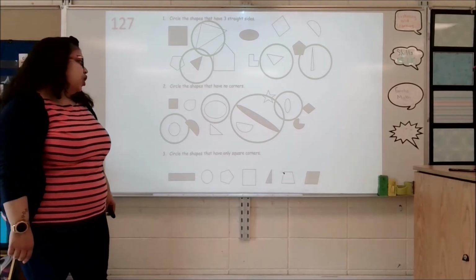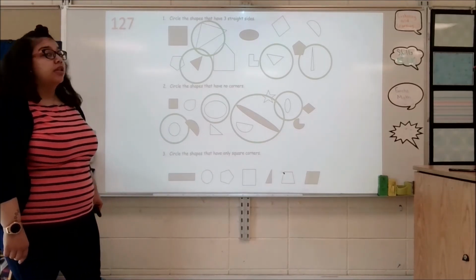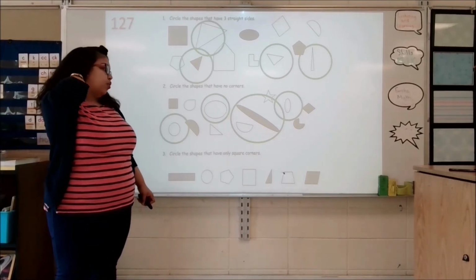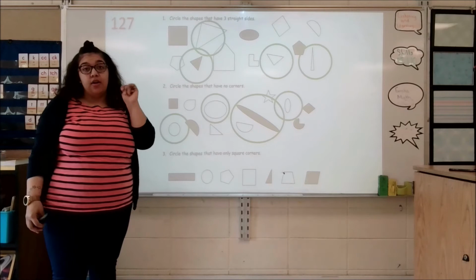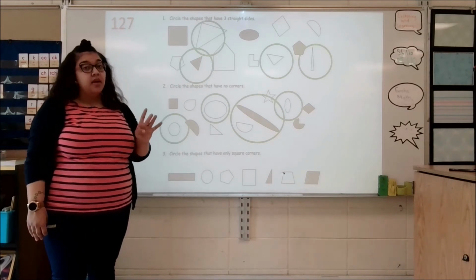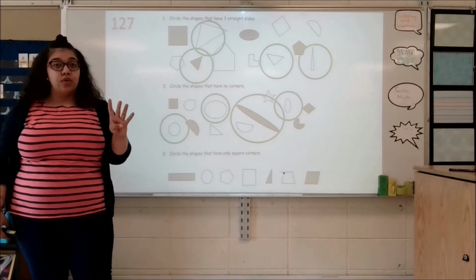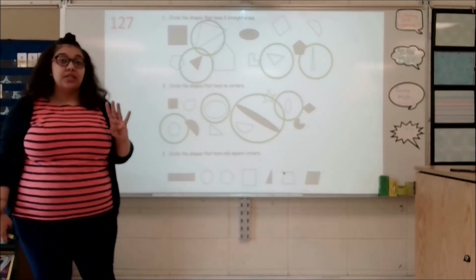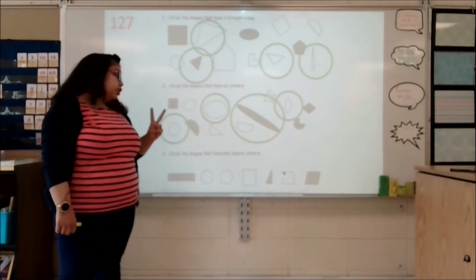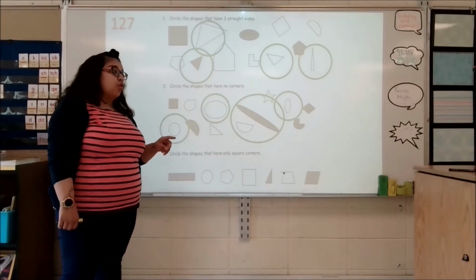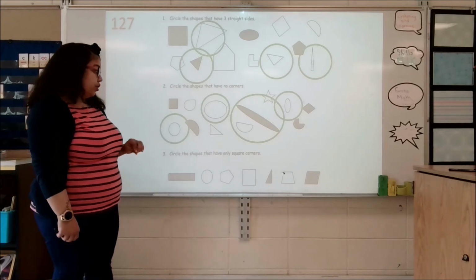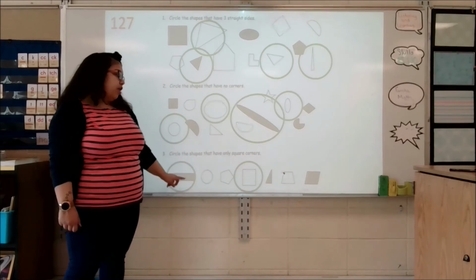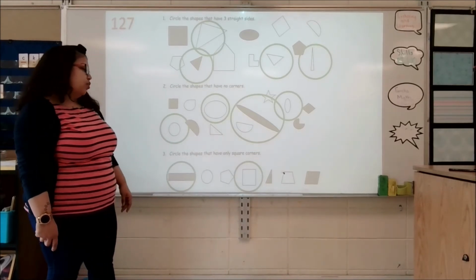Now, this one down here, we want to circle the shapes that have only square corners. So, knowing that we want shapes that only have square corners, we're looking for four-sided shapes. To have square corners, you have to have four sides. That's number one. But number two means that everywhere the corners meet create straight line corners. And I believe this one and this one are our four-sided shapes with only square corners.